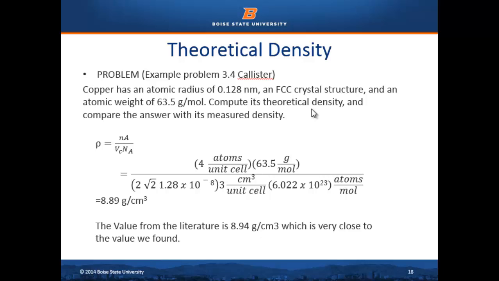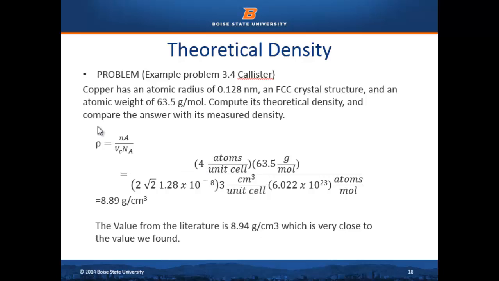Now let's use the knowledge to do some real-world calculation. We have taken this problem from example problem 3.4 from Callister. Copper has an atomic radius of 0.128 nanometer, an FCC crystal structure, and an atomic weight of 63.5 grams per mole. Compute its theoretical density and compare the answer with its measured density. Here, the radius of the atom is given, which we can use to calculate the volume of the unit cell using the edge length to radius formula that we derived earlier. Atomic weight is given. Since it is an FCC, we can find the number of atoms per unit cell using our table earlier, which is 4.